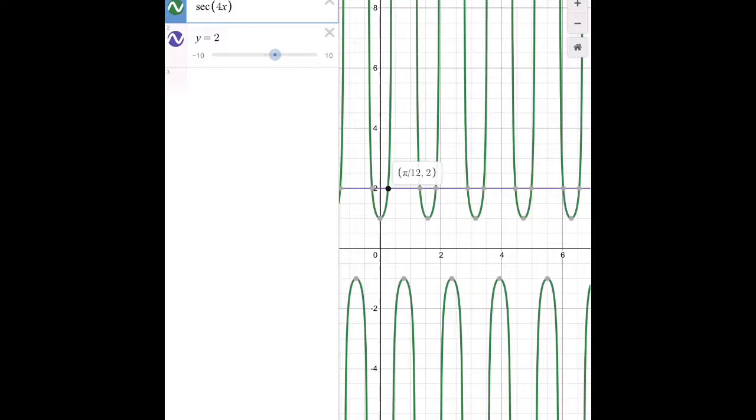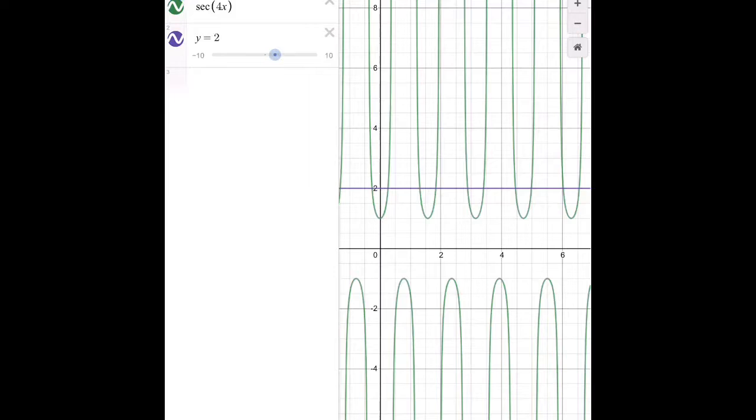There's pi over 12. There's our 7 pi over 12 when we add 6 pi over 12 to it, 13 pi, and 19 pi. So those are the solutions from that first factor. And then in the second factor, we have 5 pi over 12, 11 pi, 17, and 23 pi all over 12.